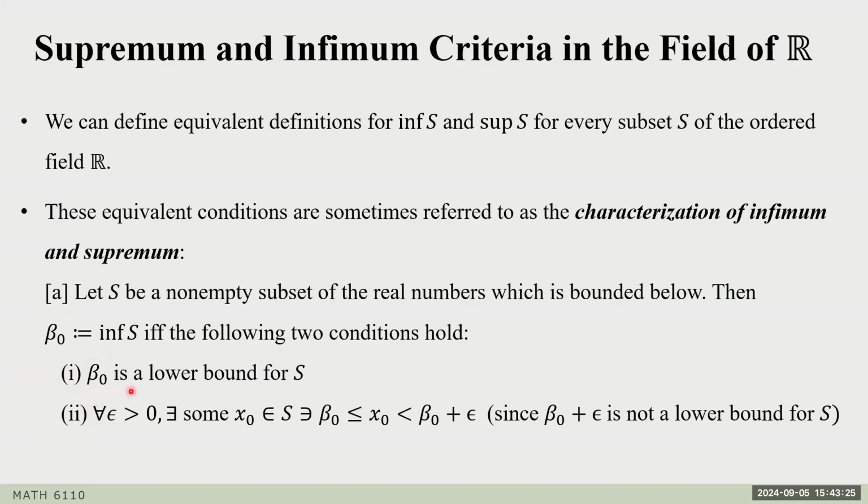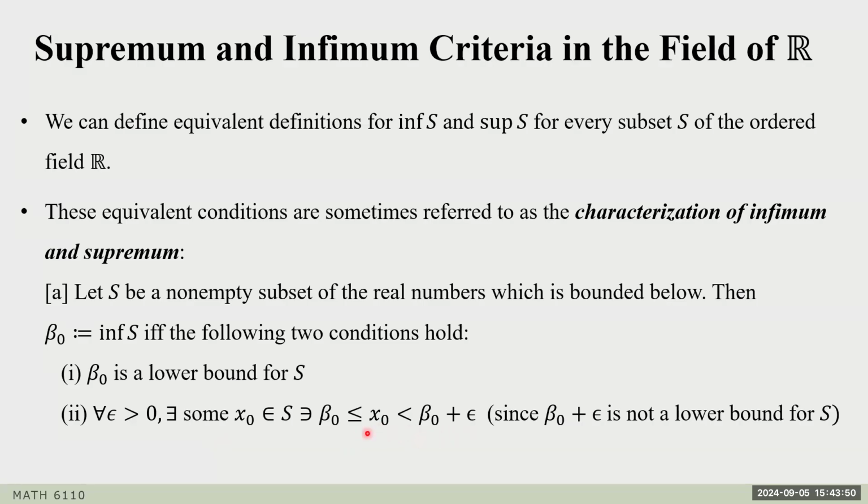The first one is that beta 0 is a lower bound for your set. And the second one is that for any epsilon, so for any small number, you could always find some element in your set, let's say x0, that lies in between beta 0, which is what you think is the infimum, and beta 0 plus epsilon.